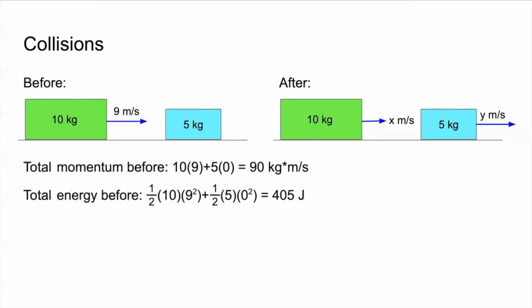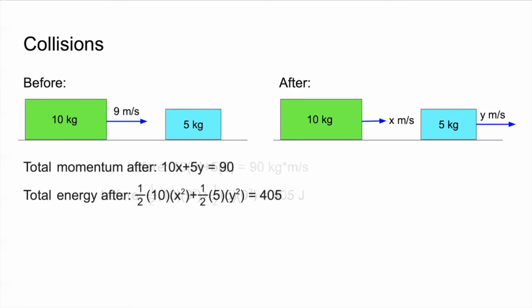So to solve this problem, we have to calculate the total momentum before the collision, which is 10 times 9 plus 5 times 0, which is 90 kilograms times meters per second. And the total energy before the collision is 405 joules. So we set the velocity of the 10 kilogram block after the collision as x, and the velocity of the 5 kilogram block after the collision as y.